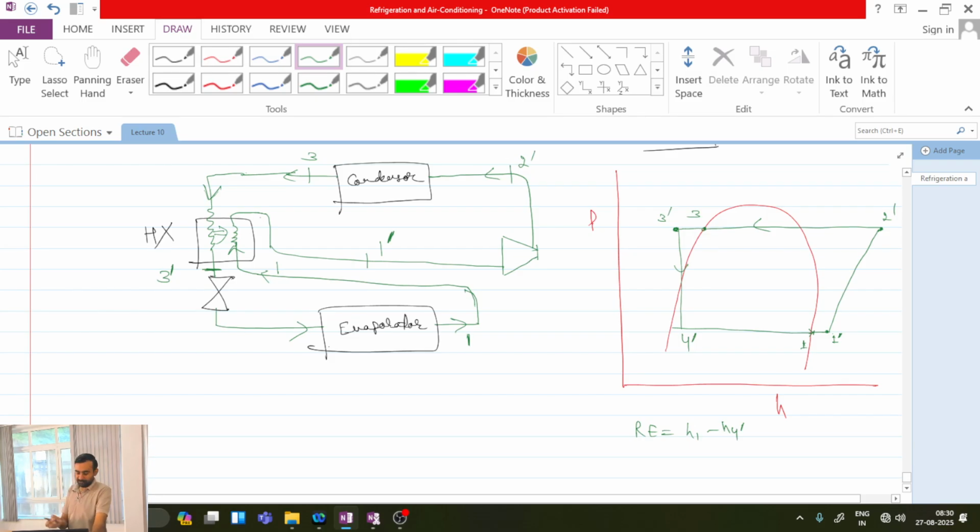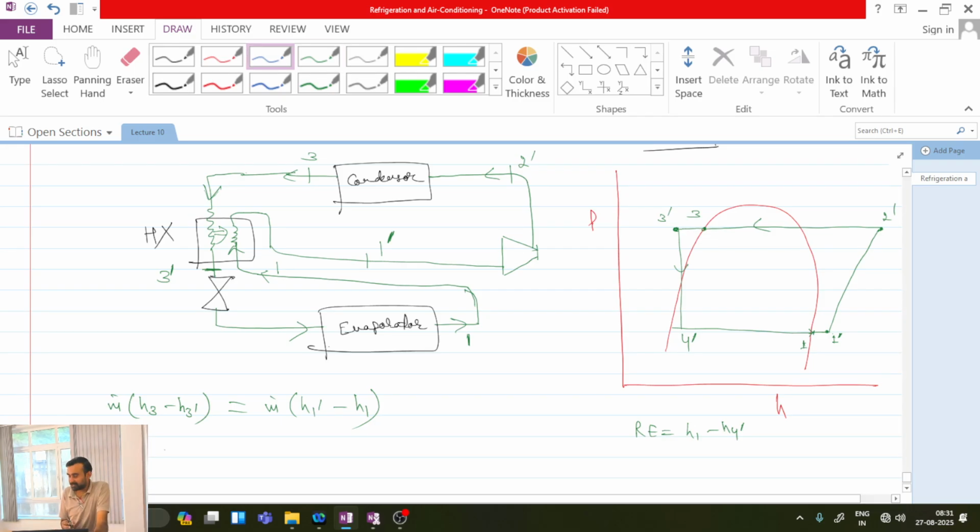So ultimately, if I do energy balance, I can write mass flow rate into H3 minus H3 dash, that is the heat lost by hot part, has to be equal to m dot into H1 dash minus H1, which is the heat gained by the cool part. Okay. Another interesting point is m dot will be cancelling out.